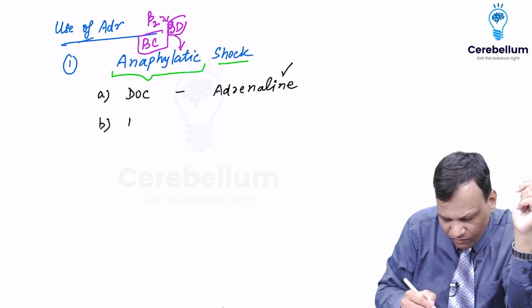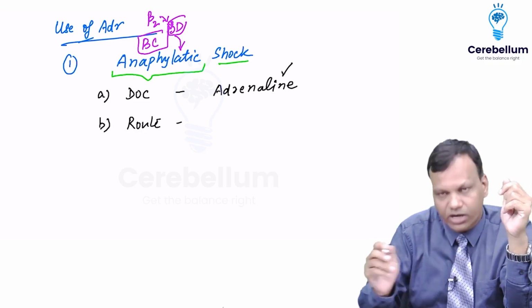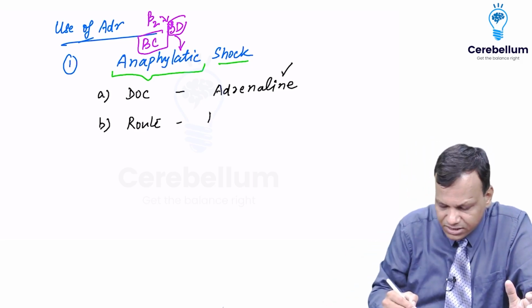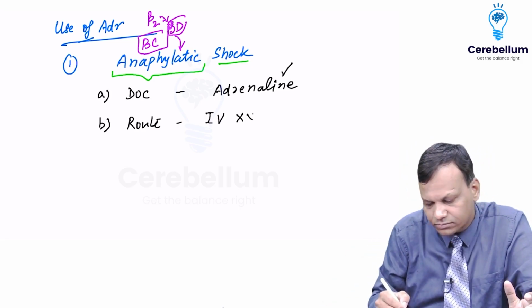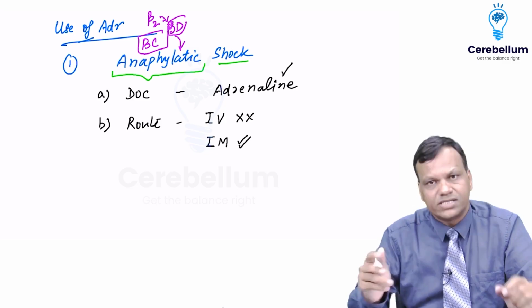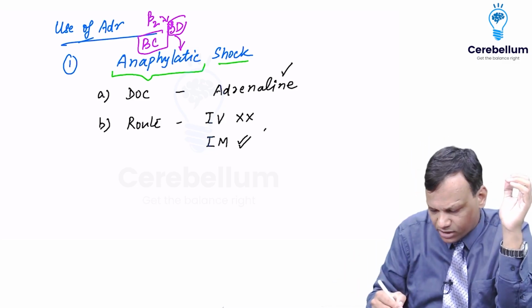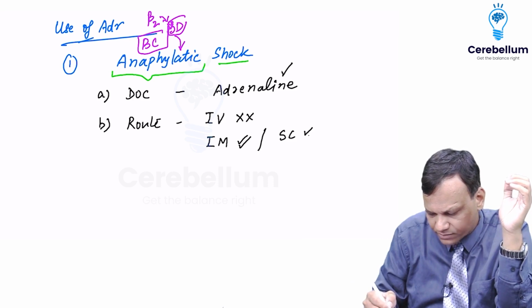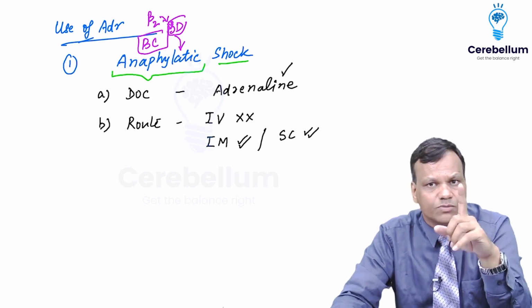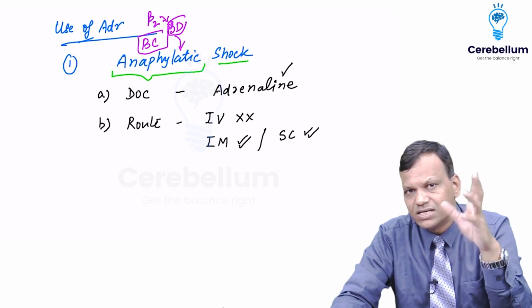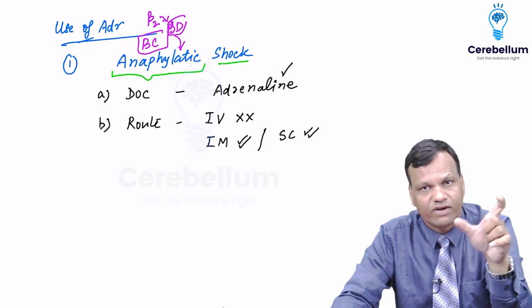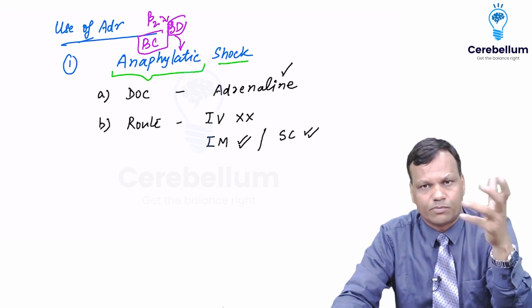The second question asked is, by which route will you give adrenaline for anaphylactic shock? Which is the route of choice? Very good. The answer is not IV. The route of choice is intramuscular. Intramuscular is the preferred route. And if it is not in the options, then mark subcutaneous. Do not mark IV. Remember, IV adrenaline is highly arrhythmogenic. It will increase the BP, but the person can die from arrhythmia. So we will not take a chance. We will not give IV. We will give intramuscular or subcutaneous.